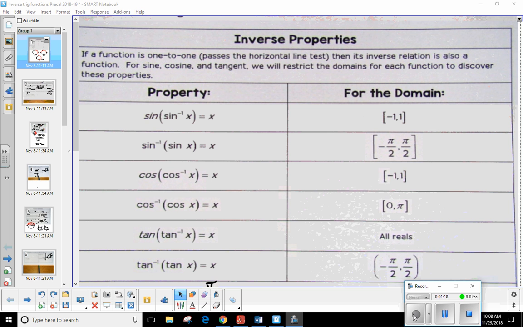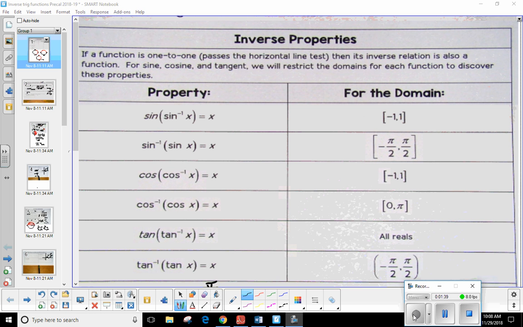Okay, let's get to it. We've been talking about inverses. We're on this packet right here. Now, when we're talking big picture, when I want to take the inverse of a function, we take the x's and the y's and we switch them. The x's become the y's and the y's become the x's. This is our fourth day going over this topic.